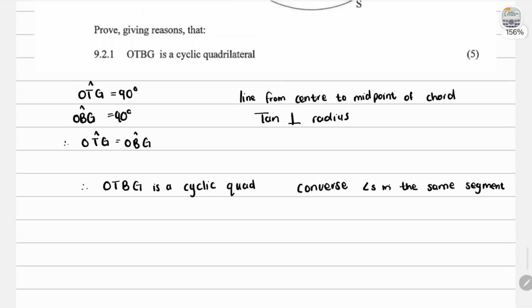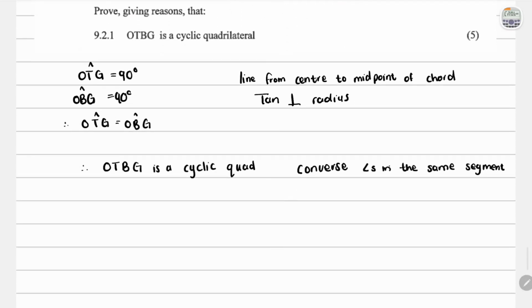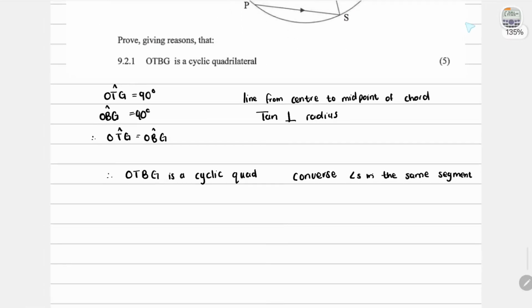Okay, and remember, it is the converse because they didn't tell us that this was a cyclic chord. We had to prove to them that it's a cyclic chord. So because the angles in the same segment are equal, it is therefore a cyclic chord. Okay, and that is our answer. Moving on to the next question.